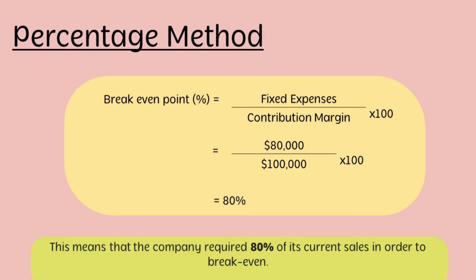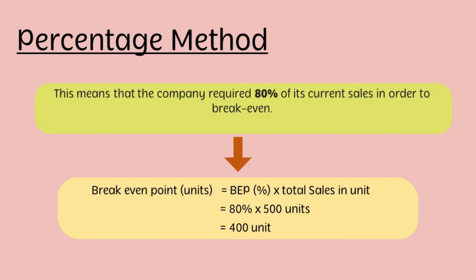Currently, the company's sales are around $250,000 from 500 units. When the break-even percentage is 80%, we just have to multiply the company's total sales by 80% to get the break-even point. To find the break-even point in units, we multiply 80% by 500 units of bike sales. Then to find the break-even point in dollars, we multiply 80% by the total sales, which is $250,000, and that equals $200,000.